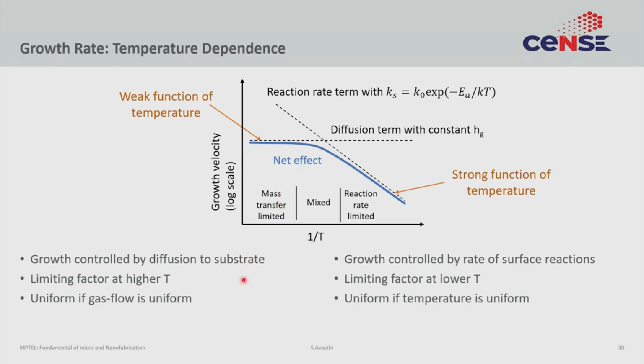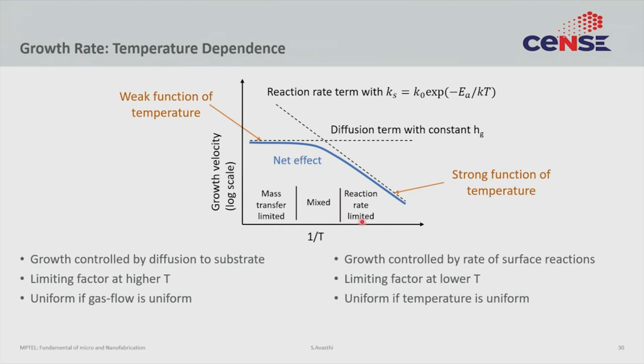In these two regimes, what are the characteristics of growth that we can expect? In the mass transport limited regime, the growth is strongly controlled by diffusion to the substrate, which is the limiting factor at high temperatures. At high temperatures, invariably the problem is getting the material to the substrate, and it is uniform if the gas flow is uniform. So, if the gas flow is uniform, the H is uniform, so the mass transport limited growth rate is uniform.